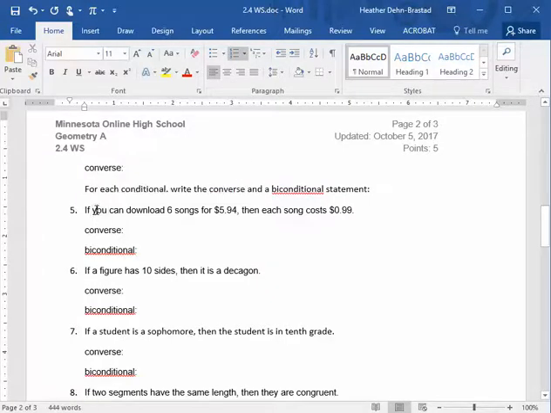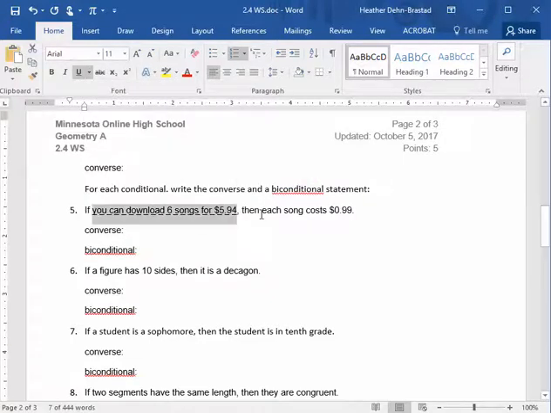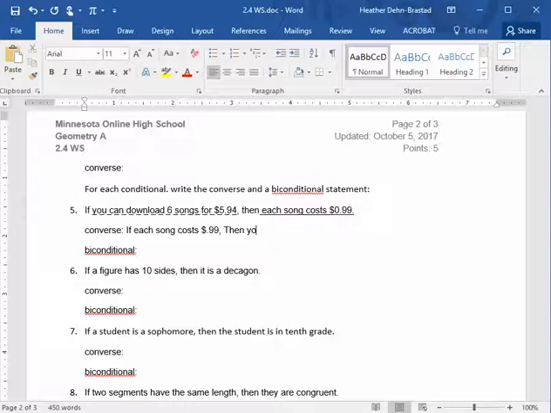So I'm going to start by highlighting or underlining the hypothesis. I'll underline this with a dashed line, and then I'm going to underline the conclusion with a solid line so that I don't mess up when I write the converse. So the converse is when you still start with an if, and then after the if you put the conclusion from your previous statement. So if each song cost 99 cents, and then we need the then, and then you put your hypothesis.